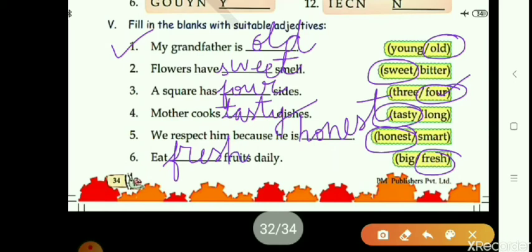So children, my grandfather is old. Flowers have sweet smell. A square has 4 sides. Mother cooks tasty dishes. We respect him because he is honest. And finally, eat fresh fruits daily. So this exercise is also over. Now moving on to the next one.